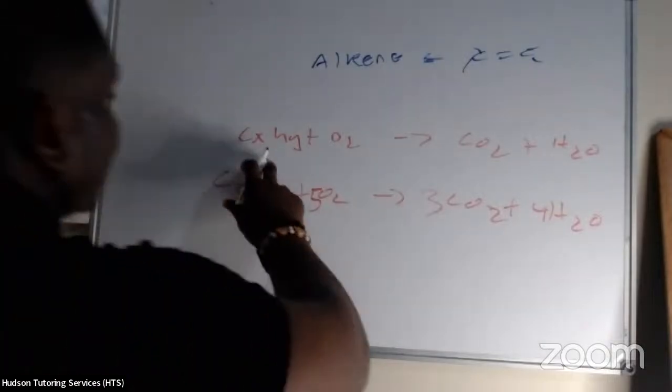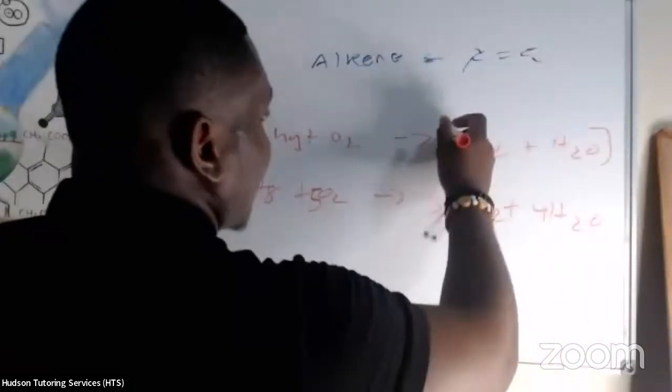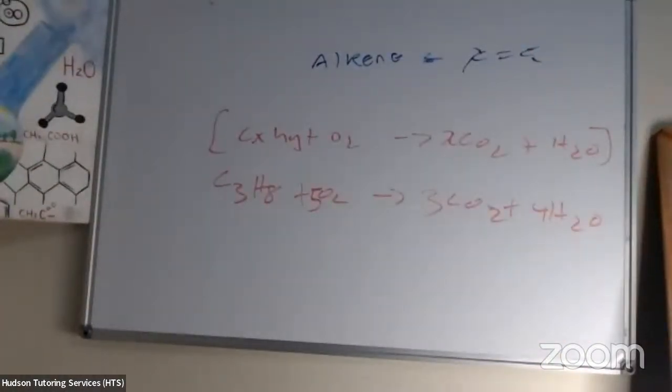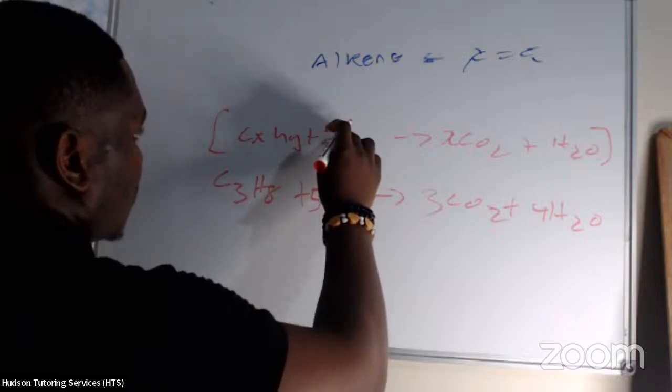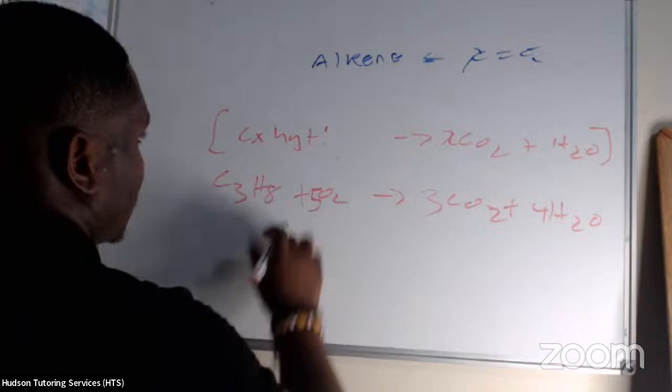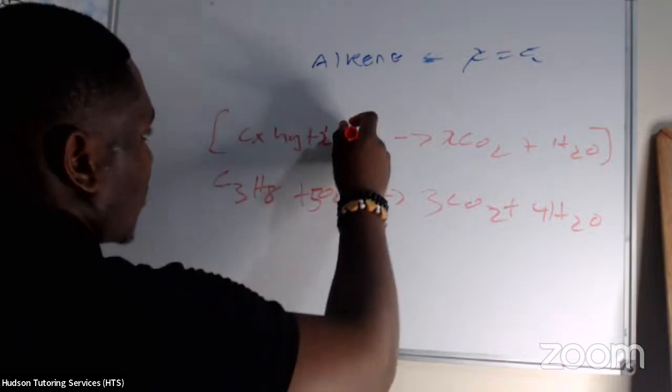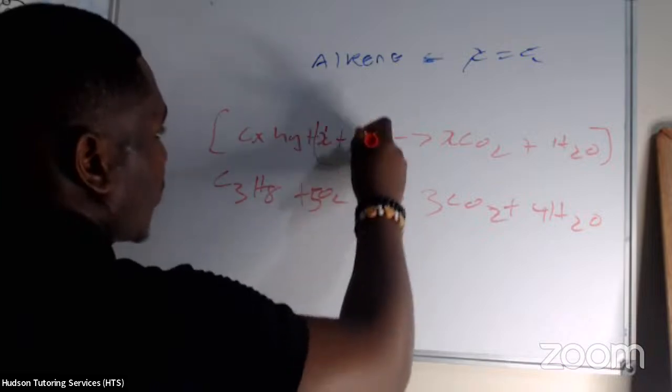So this is CxHy, the general formula. Plus x CO2, and y over 2 H2O. And on this side, it's x plus y over 4 O2. So this is the general formula, right?